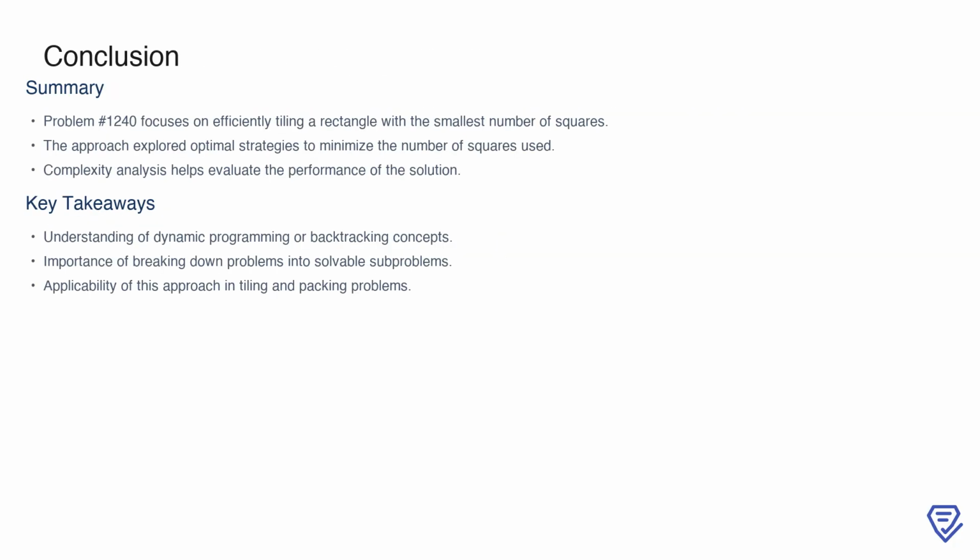Thank you for joining the walkthrough of problem number 1240, Tiling a Rectangle with the Fewest Squares. Today, we summarized the problem, explored the solution approach, and discussed its key concepts and takeaways.